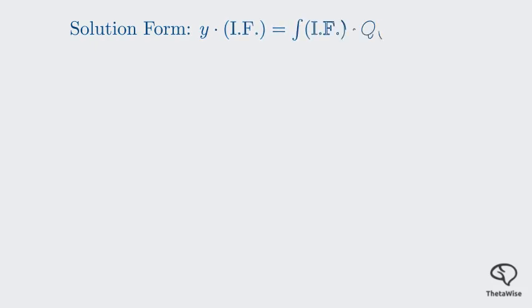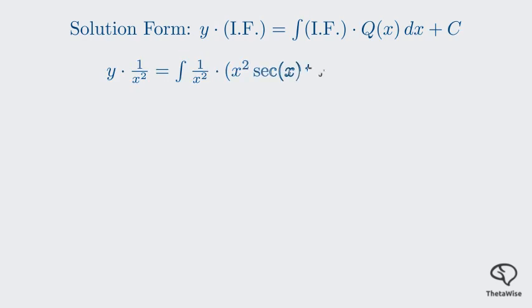The solution for a linear first-order differential equation has this specific form. It's y times the integrating factor equals the integral of the integrating factor times Q with respect to x plus the constant of integration. Let's substitute our values into this formula. We have y times our integrating factor, 1 over x squared, equals the integral of 1 over x squared times Q, which is x squared secant x tangent x, plus c.